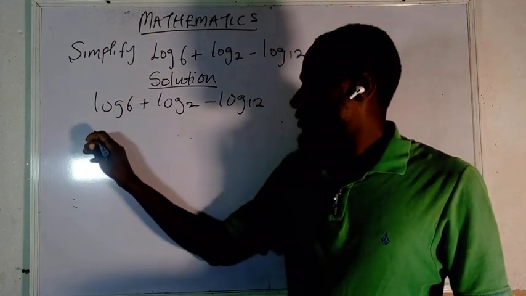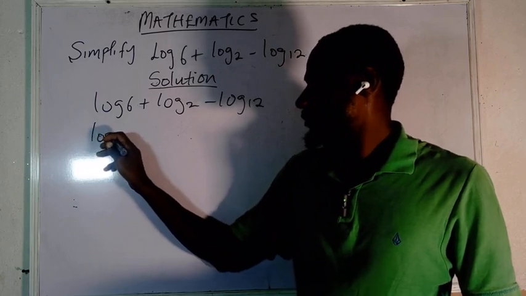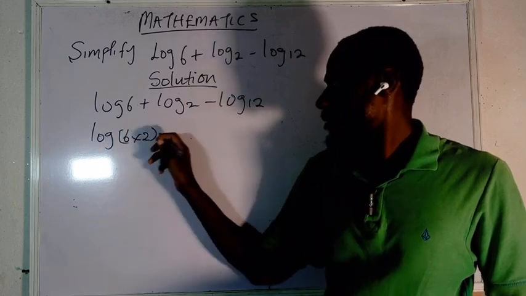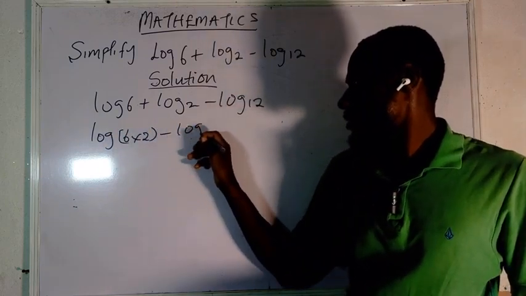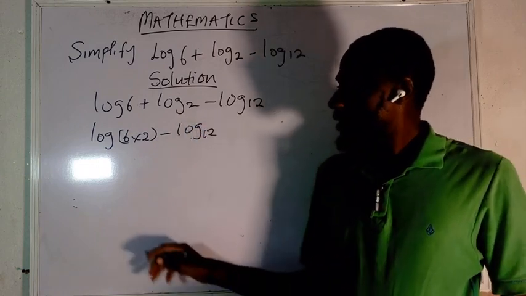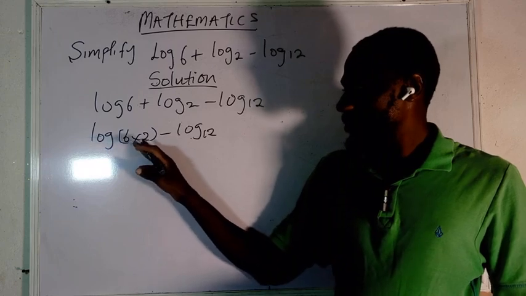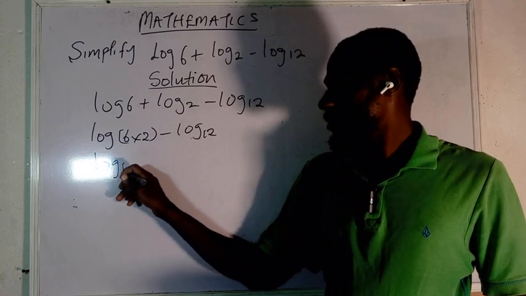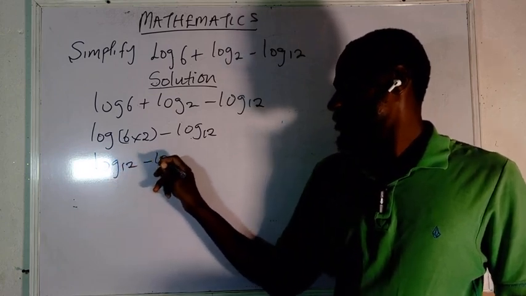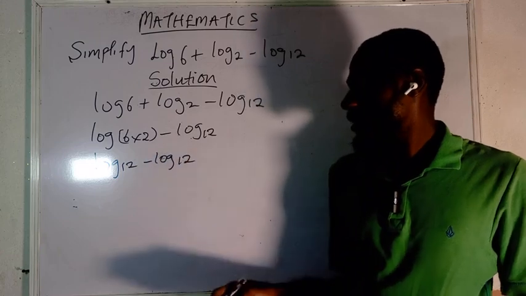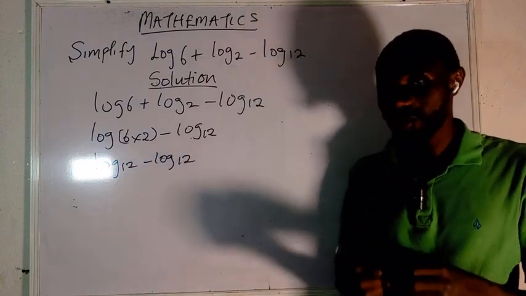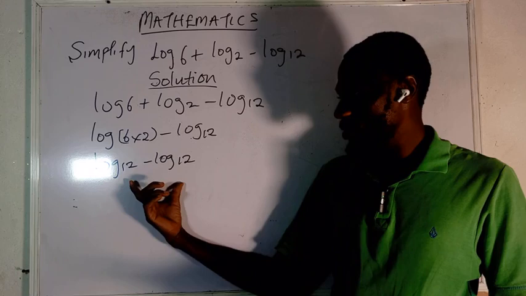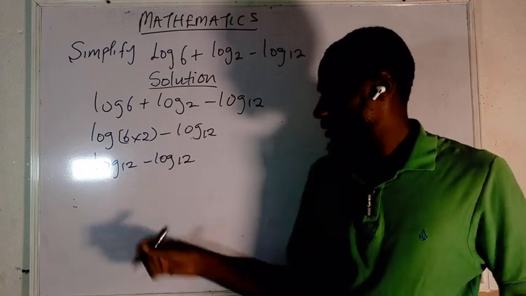Here we can apply the law, which says log 6 times 2 minus log 12. This property says if you multiply 6 times 2, here we have log 12 minus log 12. Log 12 minus log 12, we can apply another property which says if you have log minus log, then you can divide the log.